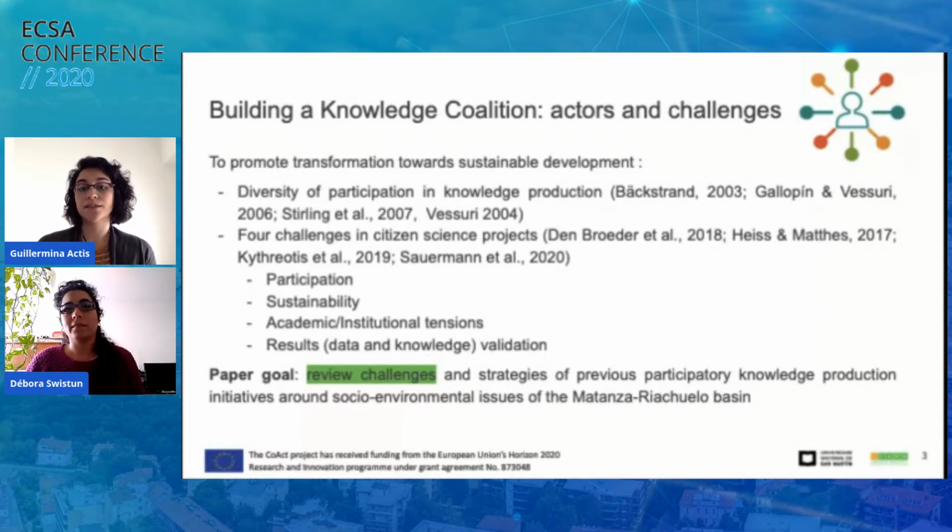So as part of the activities that we're doing currently in Buenos Aires for the establishment of the Knowledge Coalition, especially in the context of the lockdown because of the COVID-19 pandemic, we have designed a few activities, including the literature review of previous participatory experiences around knowledge and information production in the basin. To analyze these experiences, we've explored through the literature what are the challenges that are recognized for citizen science projects, and we've tried to identify if similar evidence can be found for these experiences.